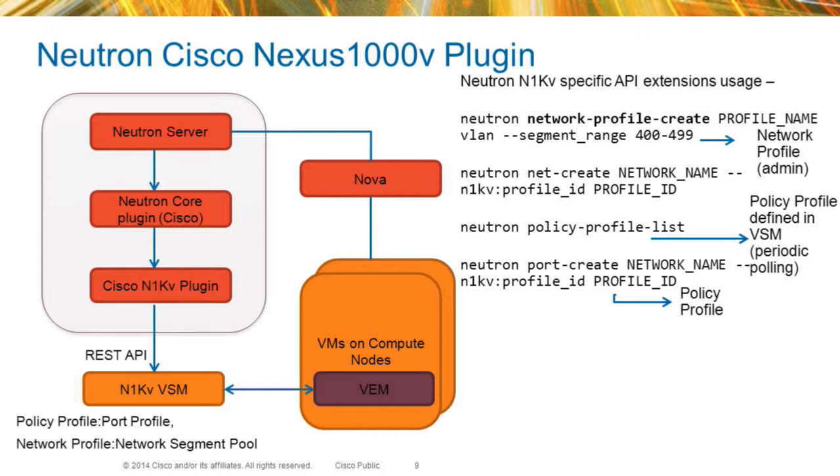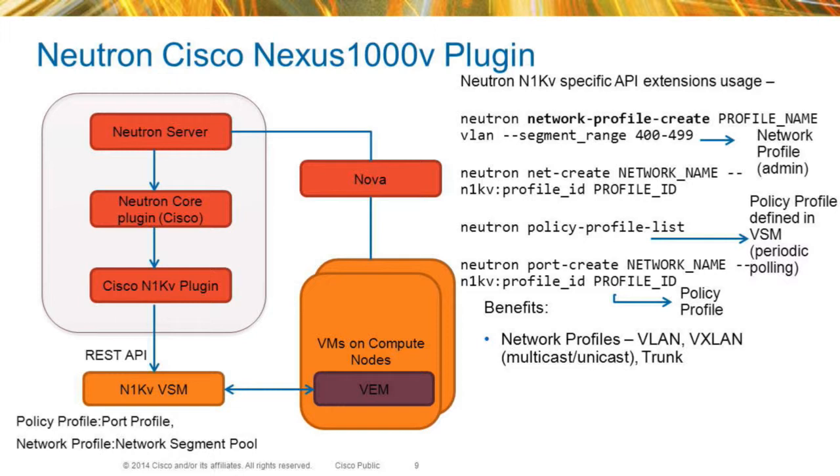periodically be polling the VSM to get the list of all the policy profiles. And using the policy profile list that is in the third CLI command, and in the fourth, when I am actually creating a port within Neutron, I can make use of that policy profile. So a policy profile within Neutron maps onto a port profile within the VSM. So using two of these extensions, I can actually integrate a lot of the constructs that most of us are familiar with while using VSM into Neutron.